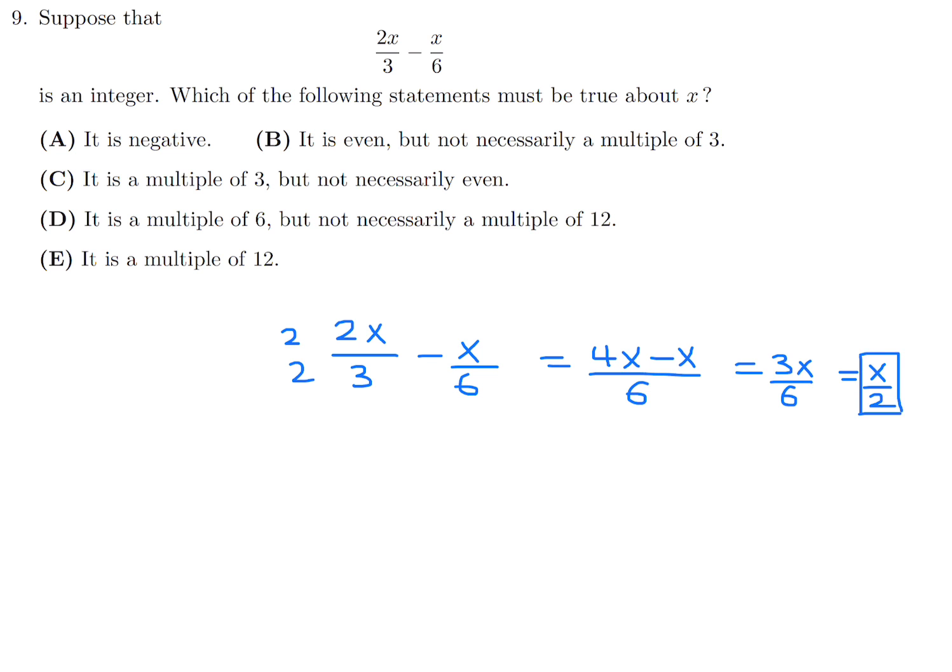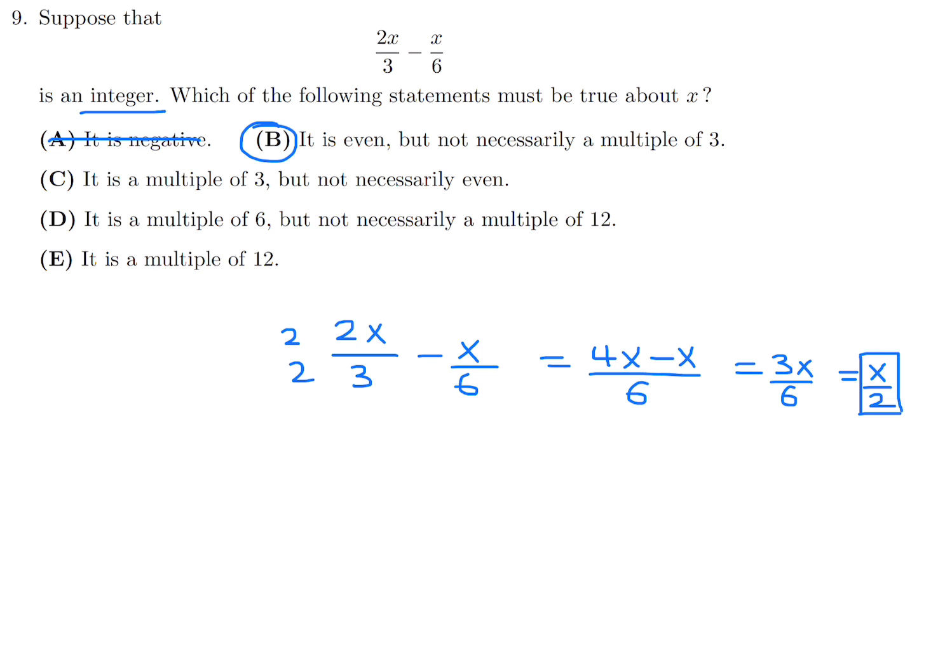So let's go through the answer choices. It is negative. Well, that doesn't seem like it must be true. It is even, but not necessarily a multiple of 3. That has to be true. The only way x over 2 can be an integer is if x is even. So for example, 6 or 12 or 18 or whatever. But it doesn't have to be a multiple of 3, right? So this looks like it's true.